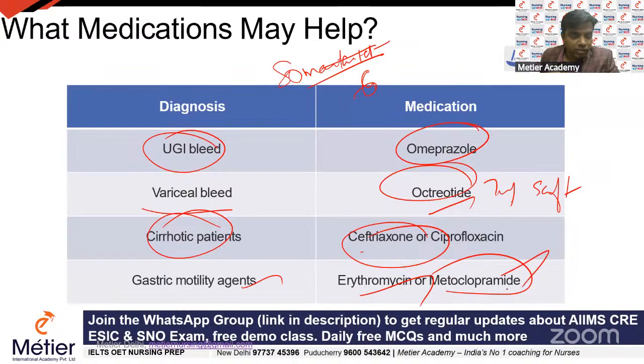If a question asks for the most important gastric motility agent, take metoclopramide. Overall, you should know this superficially, though there are many conditions in the GI system. For GI bleed patients: upper GI bleed, omeprazole; variceal bleed, octreotide; cirrhotic patients, ciprofloxacin is a better choice. For gastric motility, metoclopramide is the better choice, and it also helps prevent vomiting.